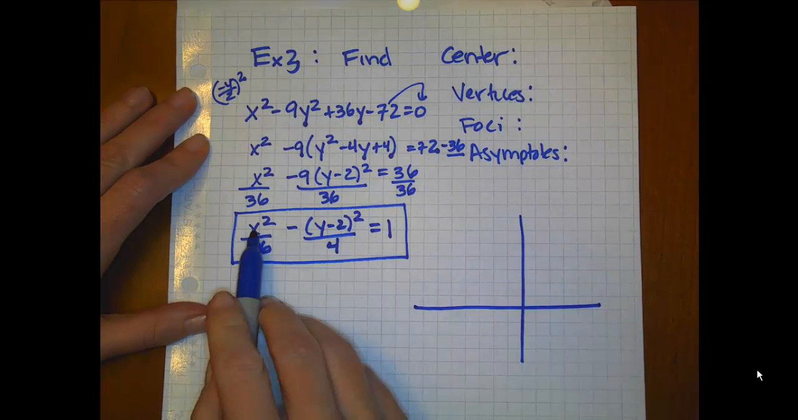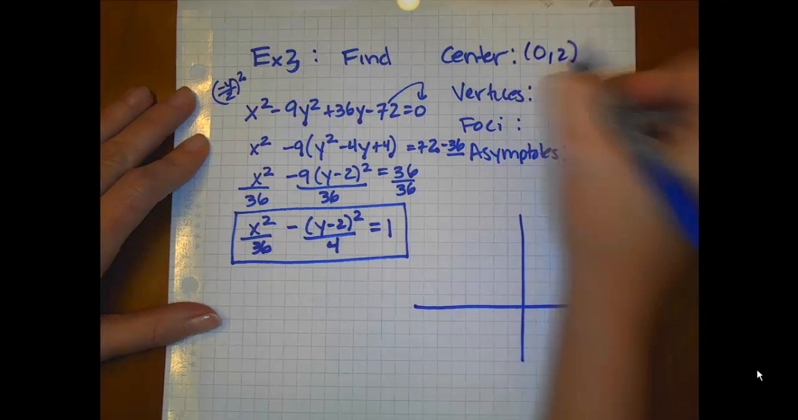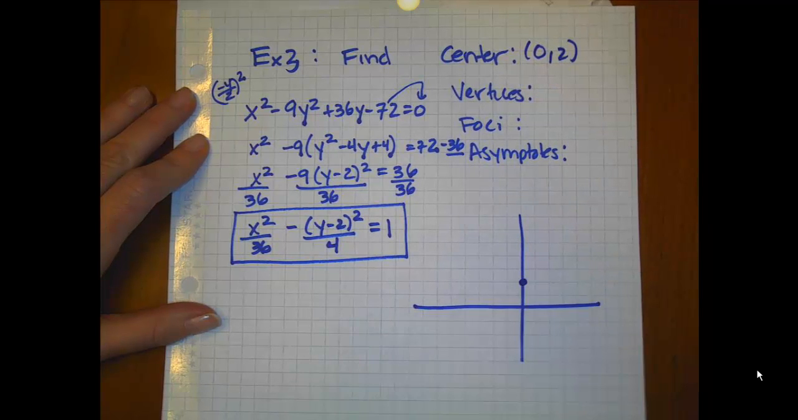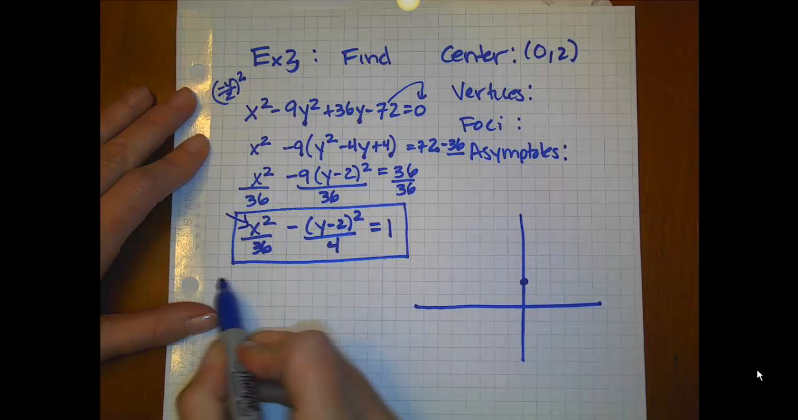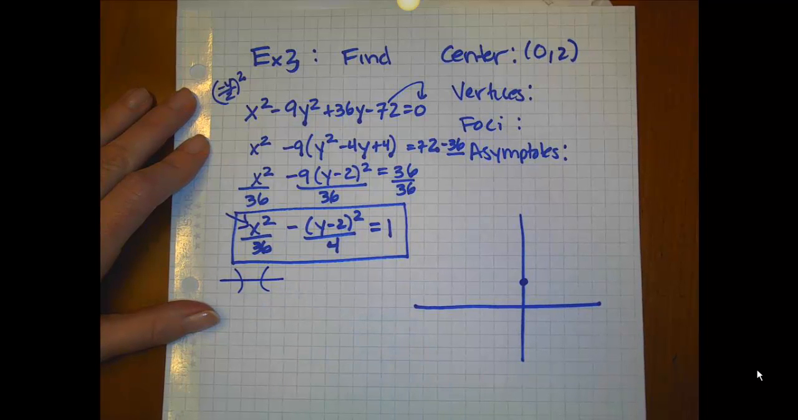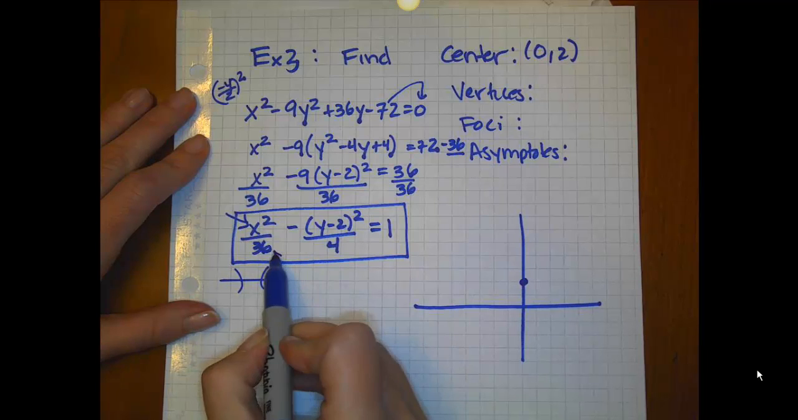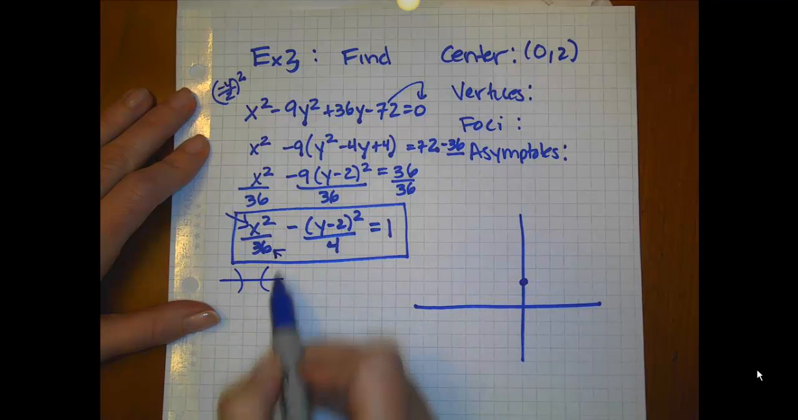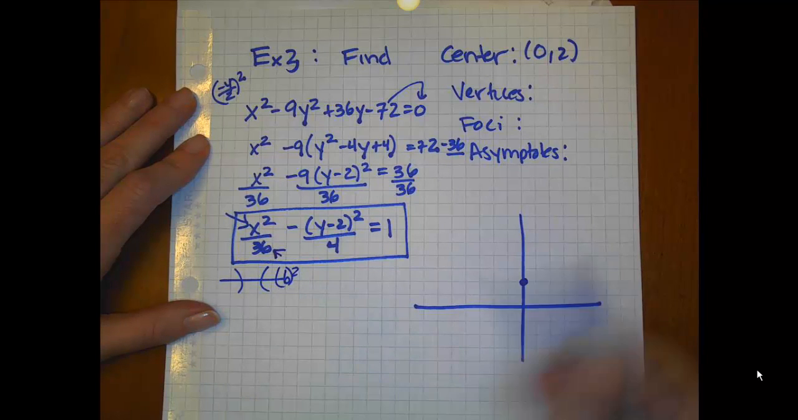Okay, I know that my center is going to be at 0, 2. Because the x comes first, I have a horizontal transverse axis, so my hyperbola is going to be opening up left and right. So I'm going to be opening up left and right 6 units, since that is the square root of 36, to the right and to the left.